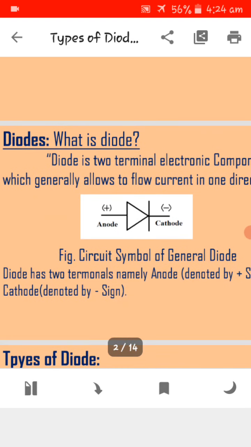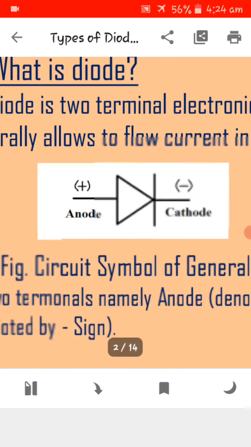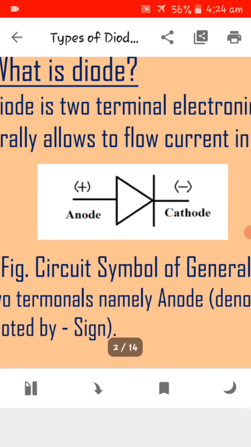So what is a diode? A diode is a two-terminal electronic component which generally allows the current in one direction. So this is the symbol of a diode, having anode and cathode terminals. Anode is shown with the positive sign and cathode with the negative sign. So this is the symbol of a rectifying diode or PN junction diode.